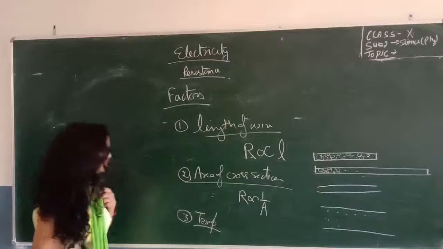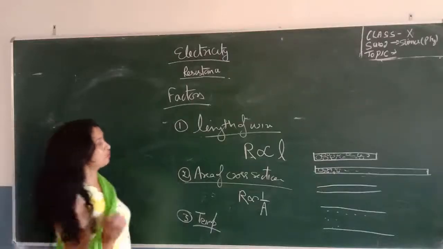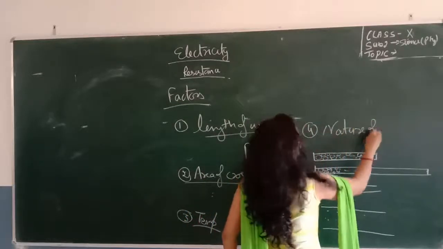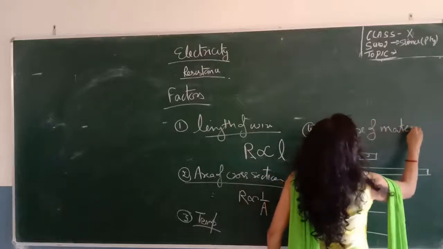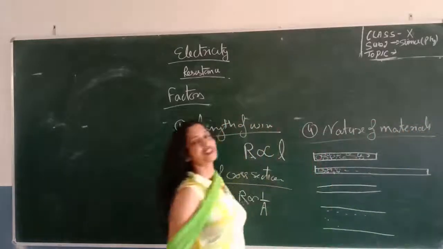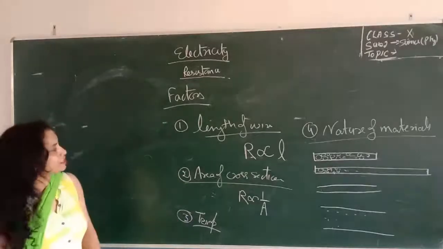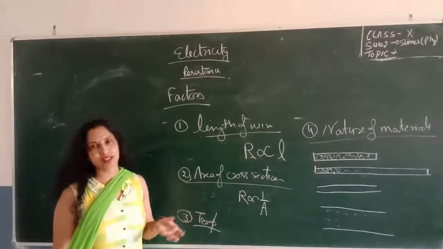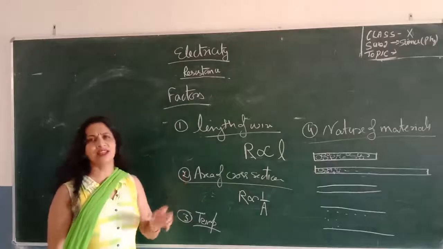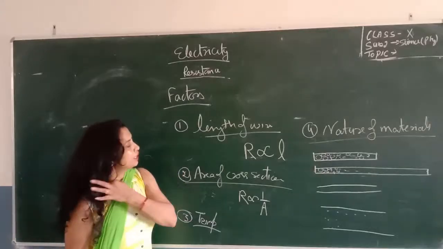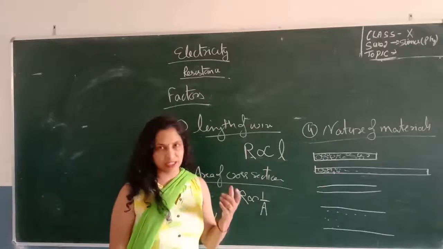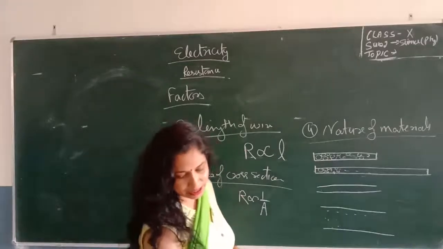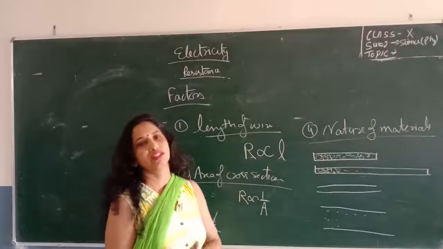Now the next factor on which the resistance of the wire depends is the nature of material. Nature of material means some materials have fewer restrictions, or we can say less resistance, for example copper, aluminium, silver. These are the metals having their own resistance, and some metals have a very high resistance, like iron, lead. So it means there is a difference in resistance. Some materials have low resistance, whereas some have high resistance.